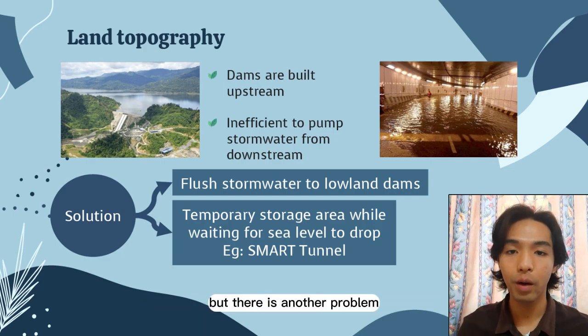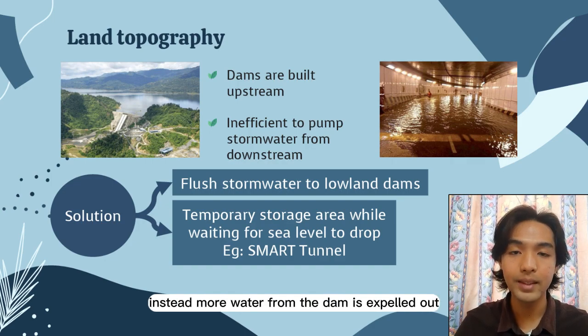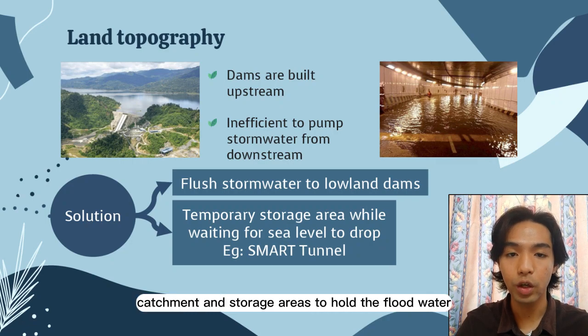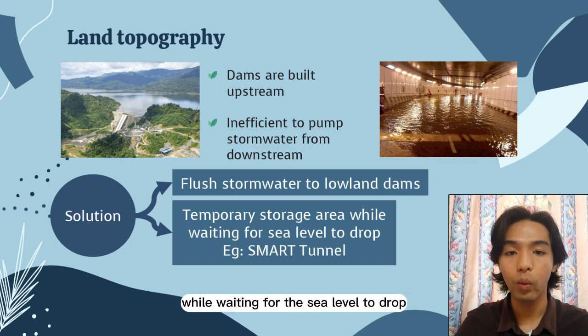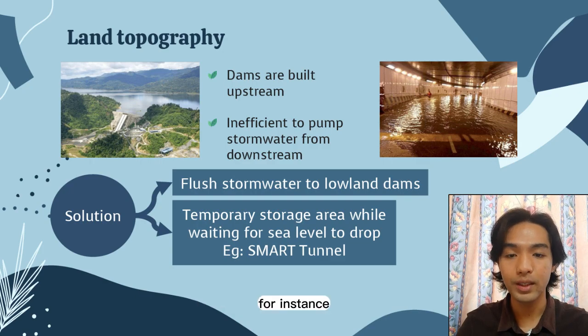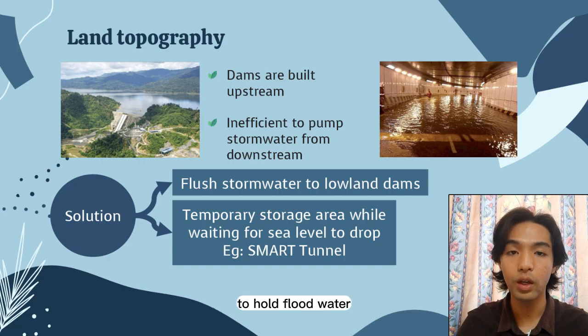But there is another problem when sea levels are high and the storm water cannot make its way into the dam. Instead, more water from the dam is expelled out. To tackle this, the government had built catchment and storage areas to hold the floodwater while waiting for the sea level to drop before flushing them into the sea. For instance, the Smart Tunnel, which is a mega water holding storage system to hold floodwater.